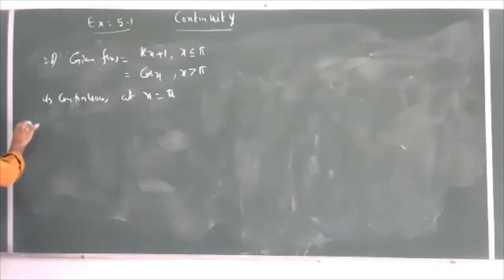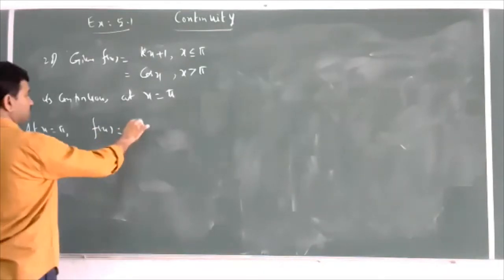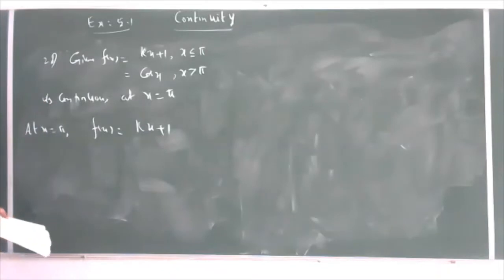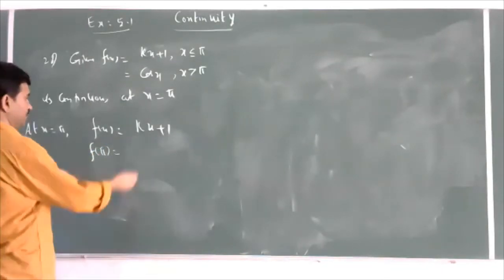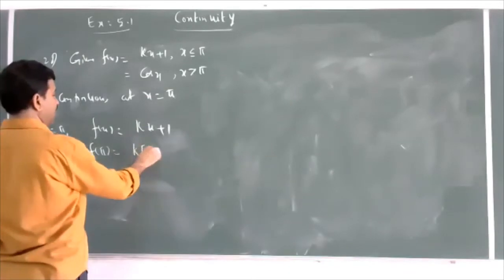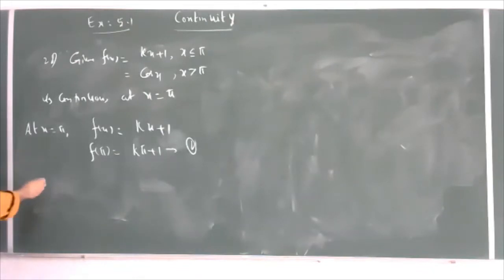First, the function value at x is equal to pi. What is f of x? kx plus 1. Find the f of pi value. Put x value pi: k pi plus 1. Let it be equation 1. So the left limit is also the same, k pi plus 1, the LHL. So we'll find the RHL.